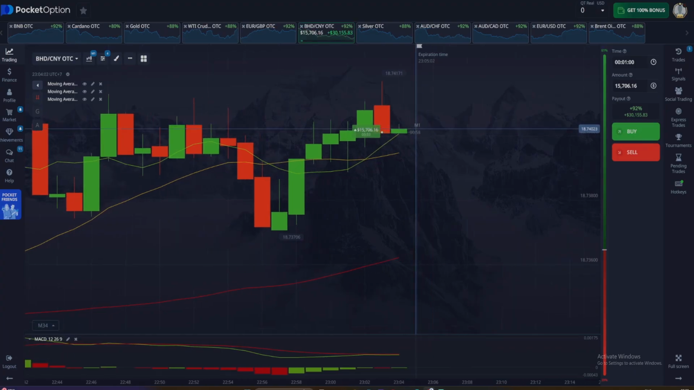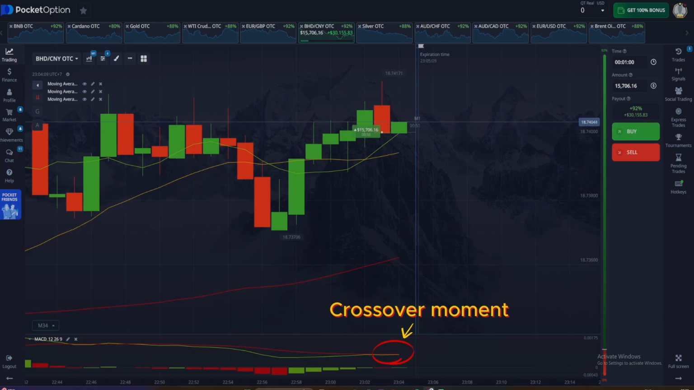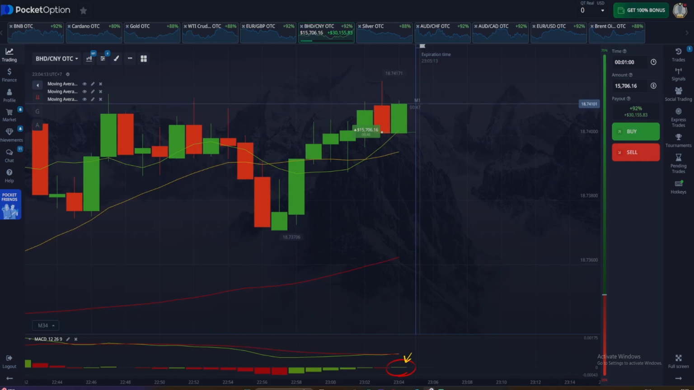I'm taking a buy position because the MACD indicator has just given a strong bullish signal. The MACD main line has crossed above the signal line, while the histogram is shifting upward from the negative area into the positive zone. This indicates that bullish momentum is building, buyers are taking control of the market, and the probability of the price continuing upward is increasing. Let's see how the price reacts.